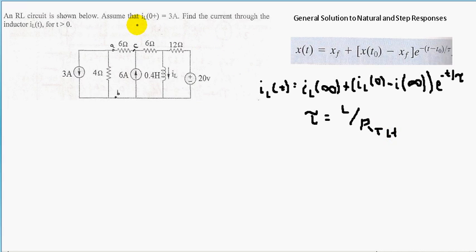In this problem, the initial current through the inductor is 3 amps. So there's 3 amps already stored in this inductor before we even start analyzing the circuit. So we already know that this 3 amps goes into this IL initial. Now, in this video, I'm going to start by using source transformation. As you can see, if we did node analysis or mesh analysis, we would have 4 node equations and 4 mesh equations.